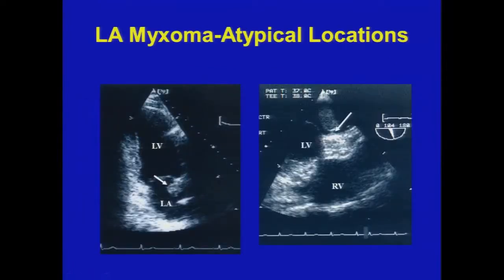Myxomas can also appear in other atypical locations in the left atrium. The most common is the anterior atrial wall, which is shown here. Here's a two-chamber view. Here's a mass attached to the atrial wall within the left atrium. And on TEE, you can see here's the mass again, and there's the very small stalk. So the stalk is characteristic in a myxoma.